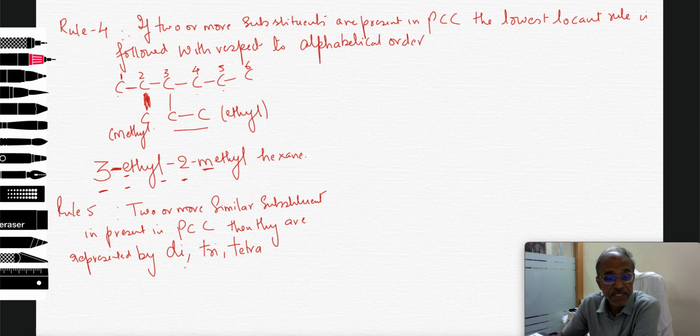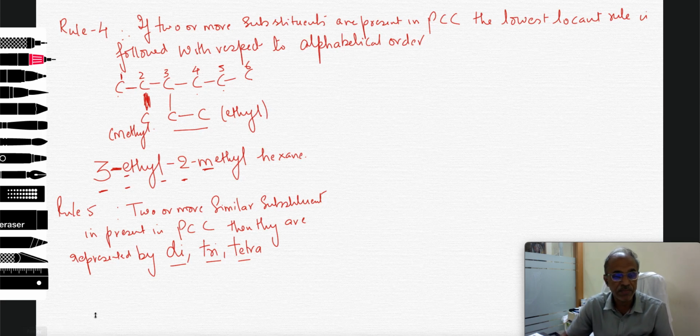Although di, tri and tetra are present, the D, T and T are not considered in an alphabetical manner. Alphabetical order is only given to the substituents, not to how many substituents there are. A substituent like methyl, ethyl, whatever it is, is given the first preference. But di, tri, tetra, this D, T, T are not given any preference. There is no such alphabetical order.